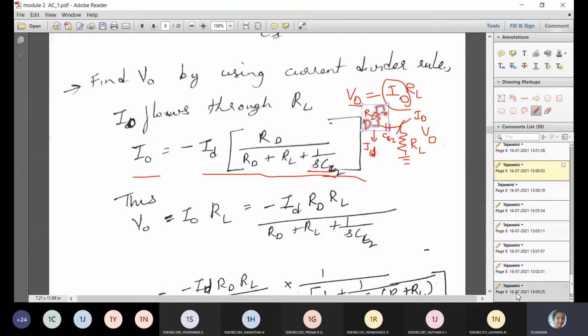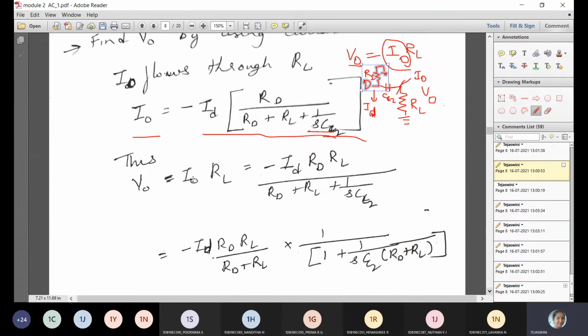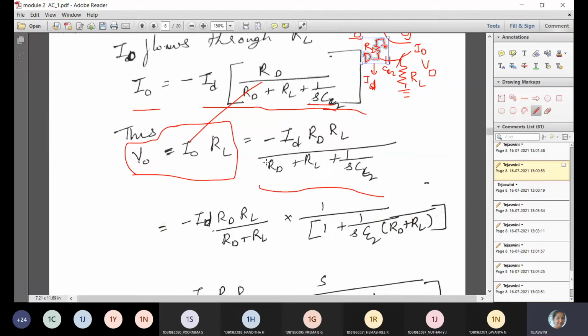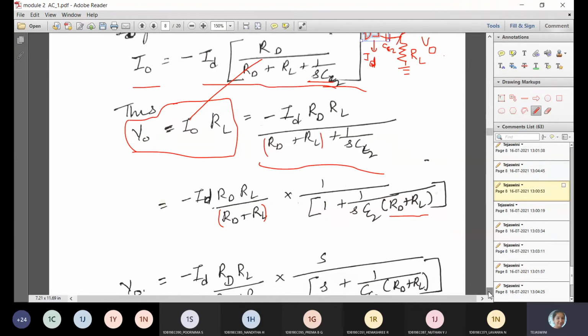So next, V naught is equal to I naught into RL. So I naught we just found out by the divider rule. Substitute, we're going to get this: ID into RD into RL by RD plus RL plus 1 by SC2. Next, same first step as you did. So RD plus RL, we need to take common. So RD plus RL, if you take common, into 1 plus 1 by SC2 into RD plus RL. So next step, multiply and divide by S.